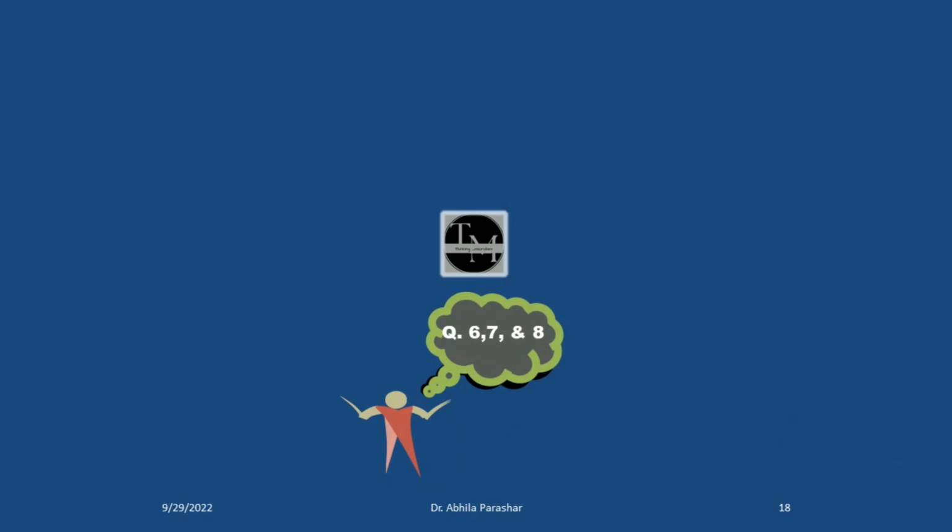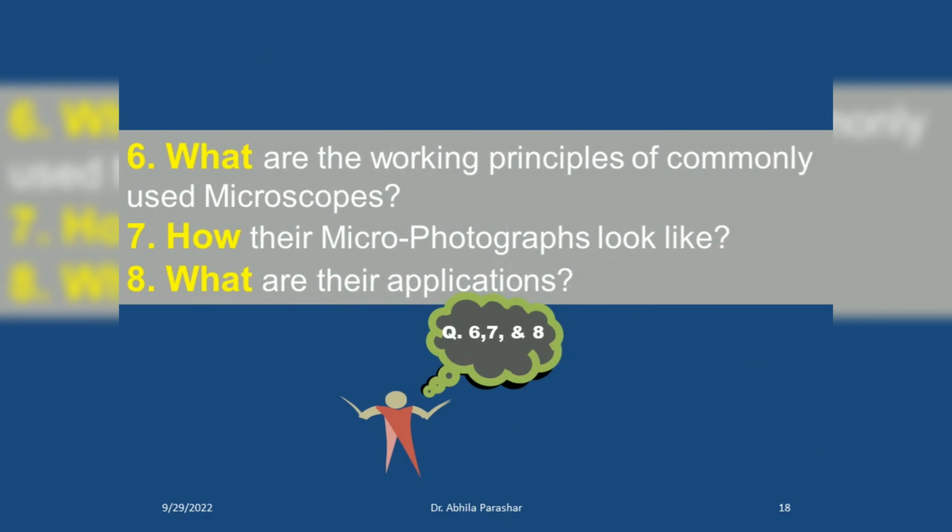Our next questions are coming together: 6, 7, 8. The sixth is, what are the working principles of commonly used microscopes, how do their microphotographs look, and what are their applications?